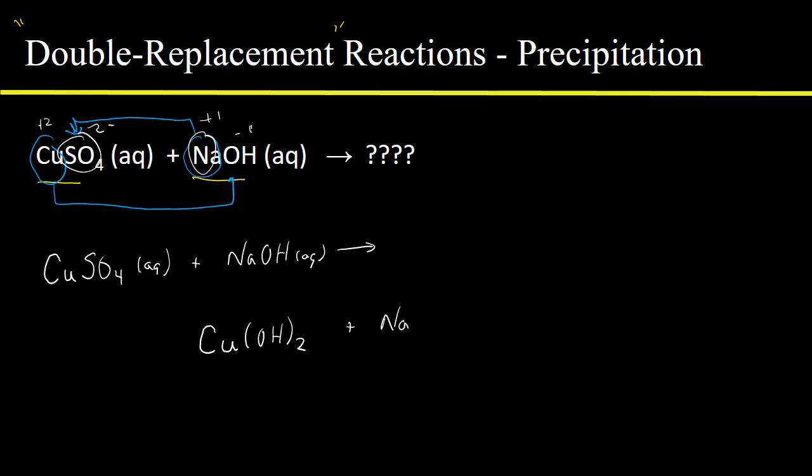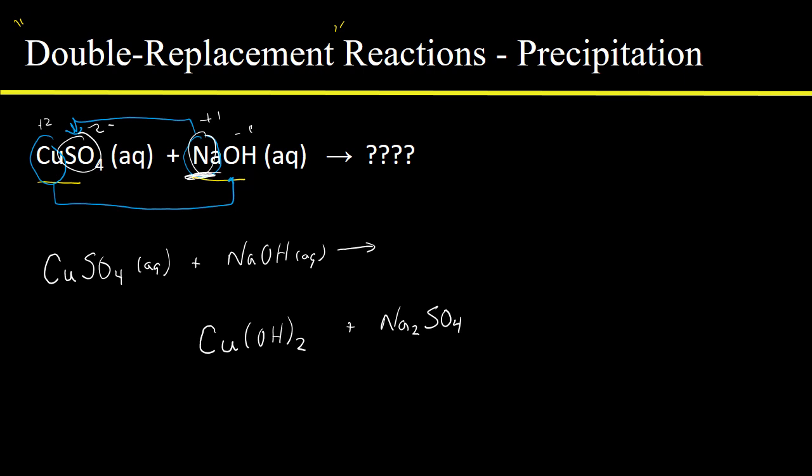So because sodium is +1 and sulfate is -2, the formula is going to be like that. Okay. All right. Now we have to assign states. Both of these, the copper sulfate and the sodium hydroxide, were solutions that we were mixing together. So we know both of those are soluble. We also know they're soluble because of our solubility rules, right?